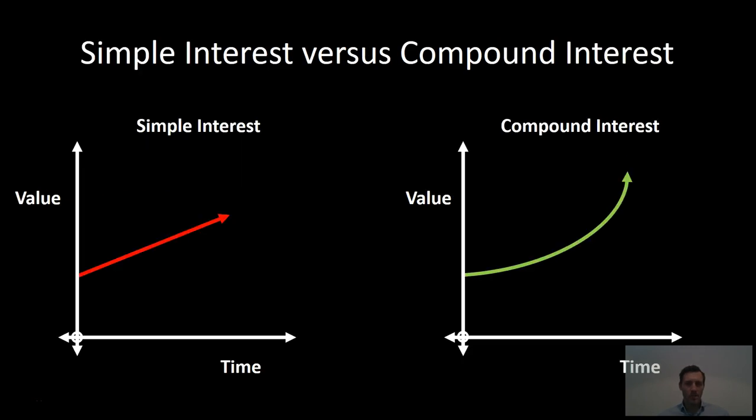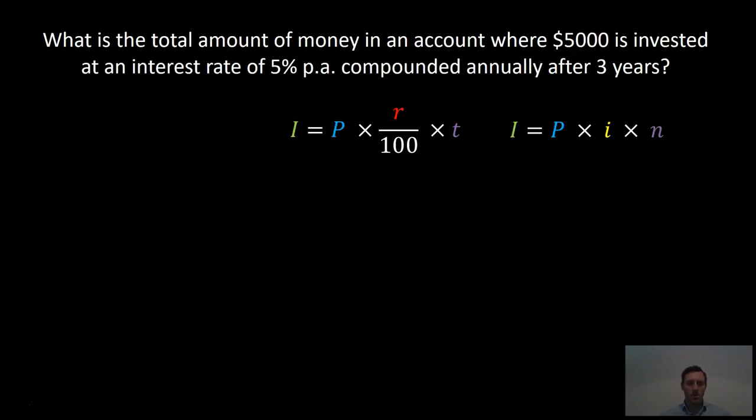Here's a graphical representation of the value of an investment over time, comparing simple interest with compound interest. You'll notice that simple interest grows linearly, while compound interest grows exponentially. To show the compounding effect, we can repeat the simple interest formula on the closing balance of an investment each year. What is the total amount of money in an account where $5,000 is invested at an interest rate of 5% compounded annually after 3 years?